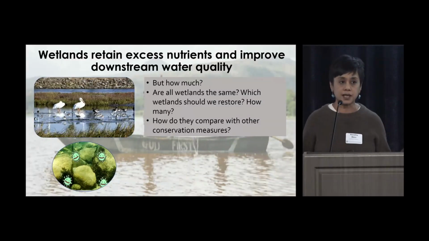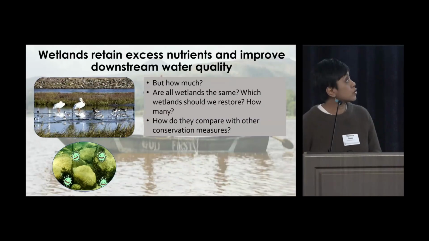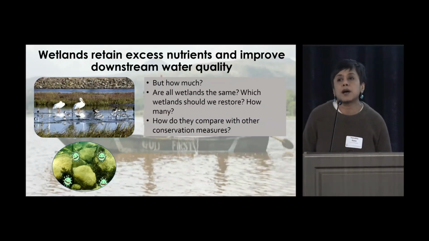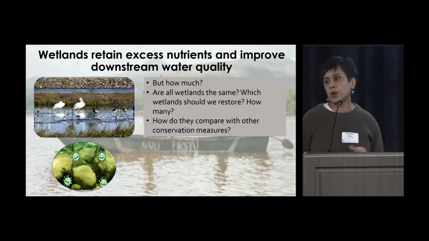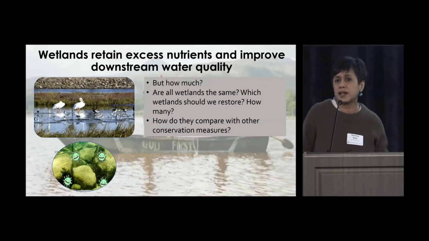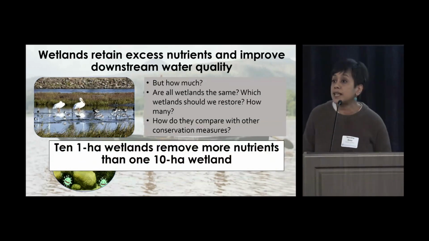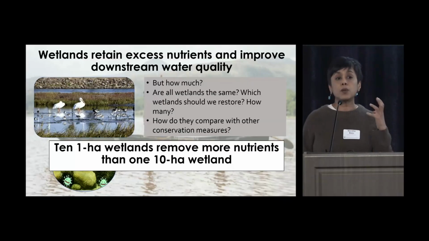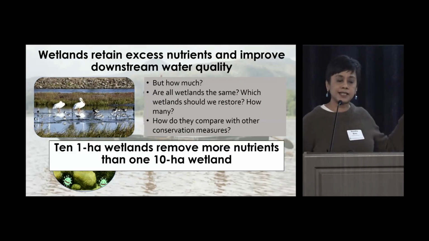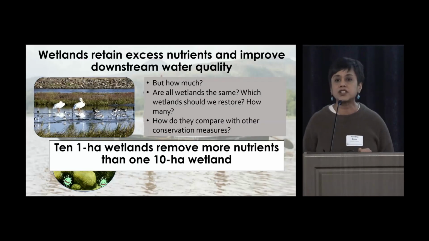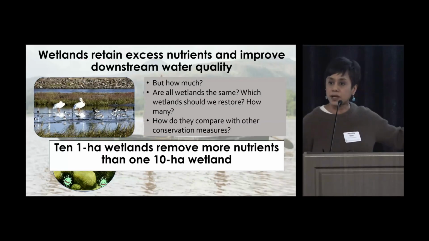So we all know wetlands are good. They retain nutrients and improve our downstream water quality. But when we are thinking about restoring wetlands, there's a whole range of questions that we don't have a good handle on. Which wetlands to restore? Where in the landscape? Where would they have the greatest impact? Some of our work shows that all wetlands are not the same. Small wetlands are actually much better at retaining nutrients than large wetlands, and I can tell you the reason why if anybody is interested. But bottom line, ten 1-hectare wetlands remove more nutrients than one 10-hectare wetland.